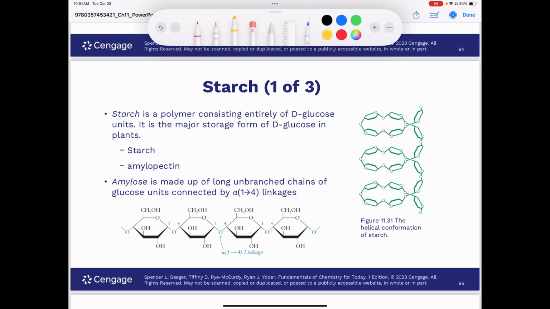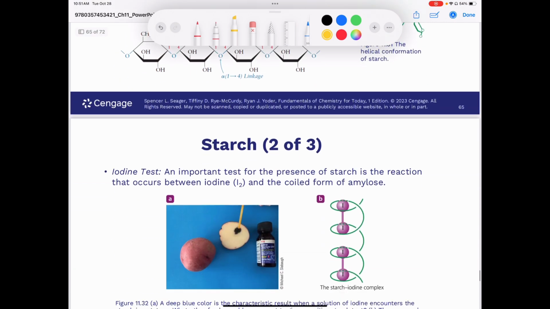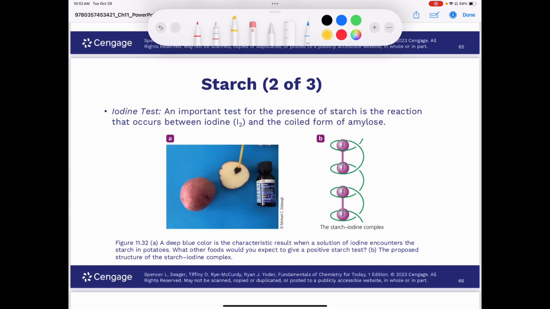The long chain, often containing between 1,000 and 2,000 glucose units, is flexible enough to allow molecules to twist into the shape of a helix. An important test for the presence of starch is the reaction that occurs between iodine, I2, and the coiled form of amylose. The product of the reaction is deep blue in color, and you can see that shown here in this figure. And it is thought to consist of the amylose helix filled with iodine molecules.